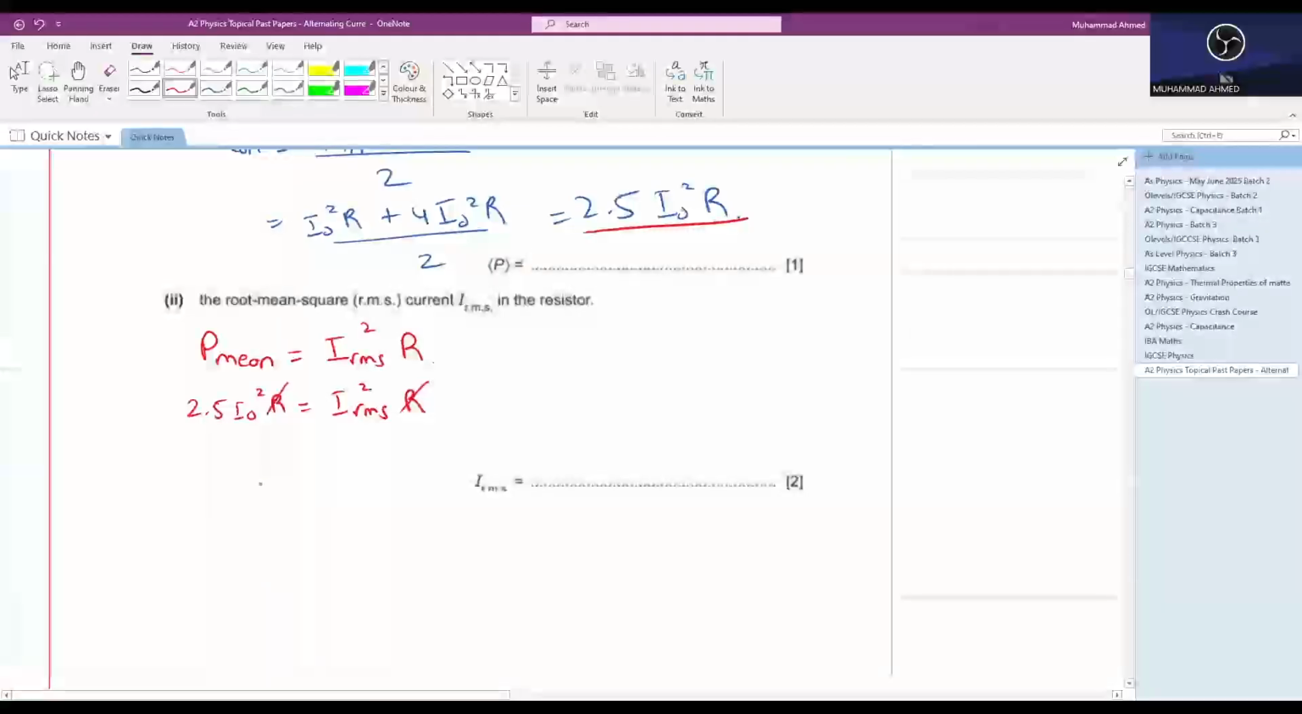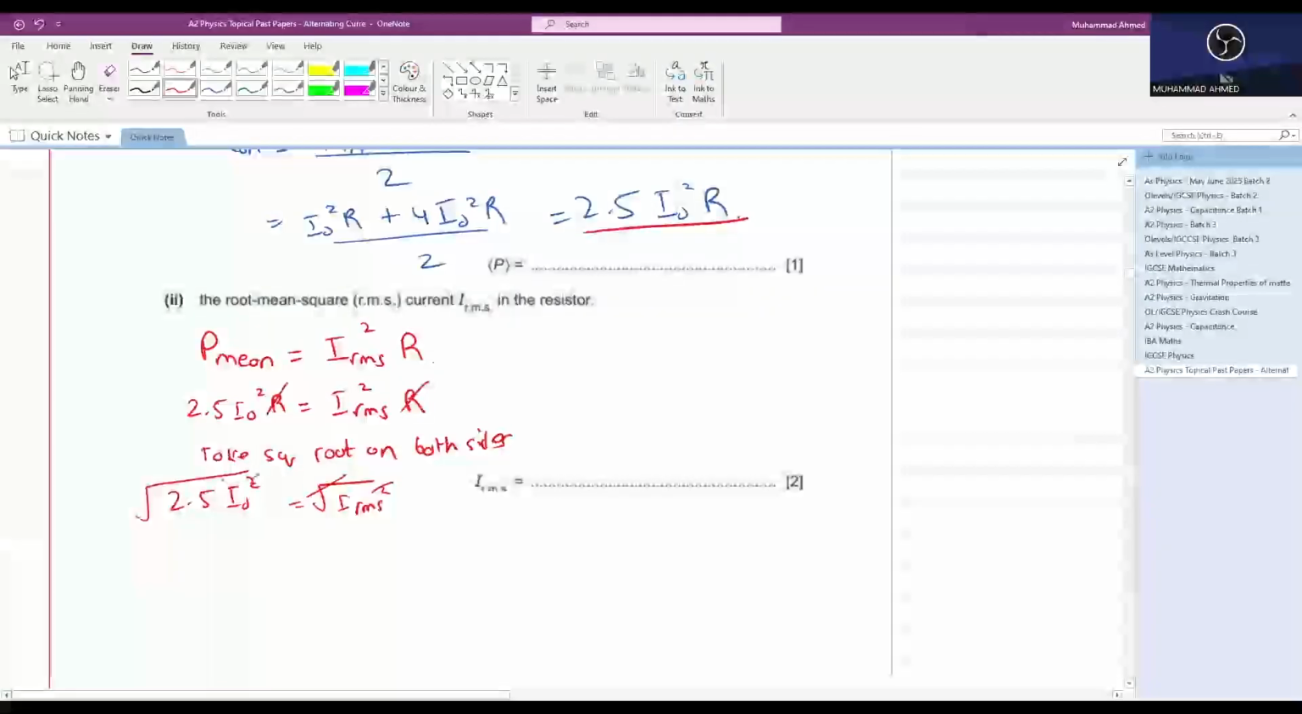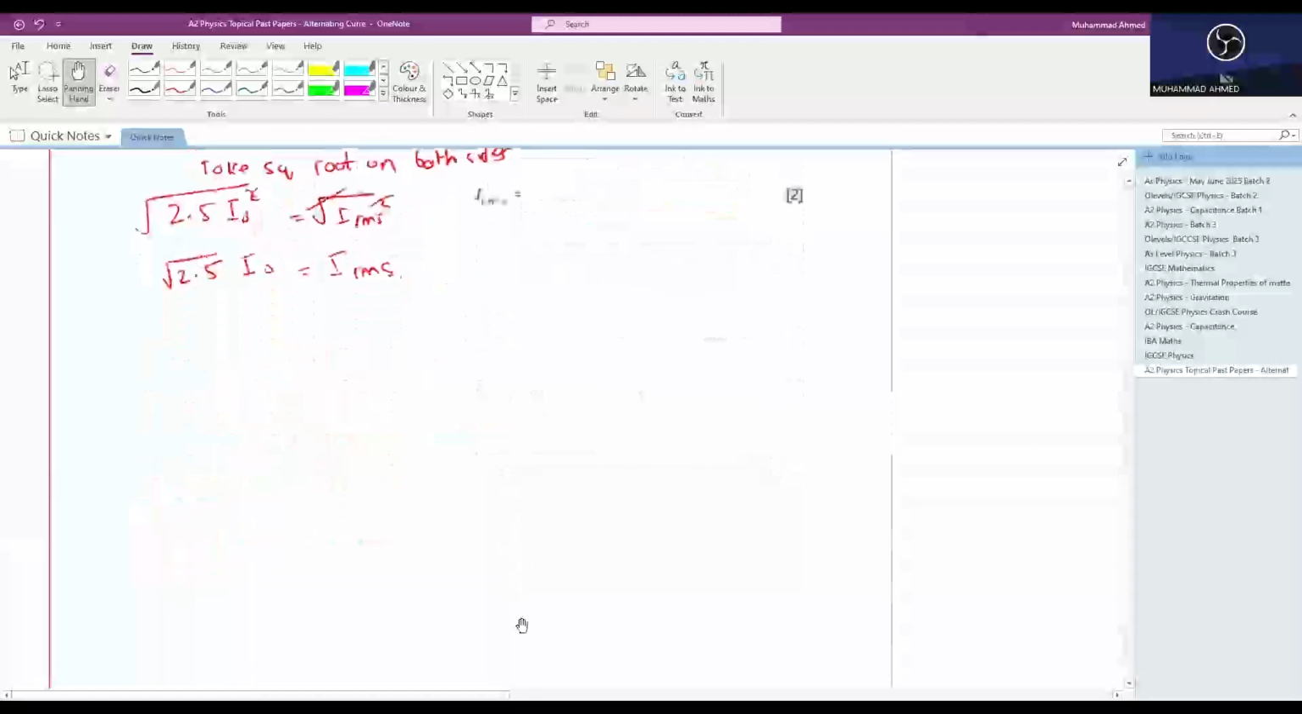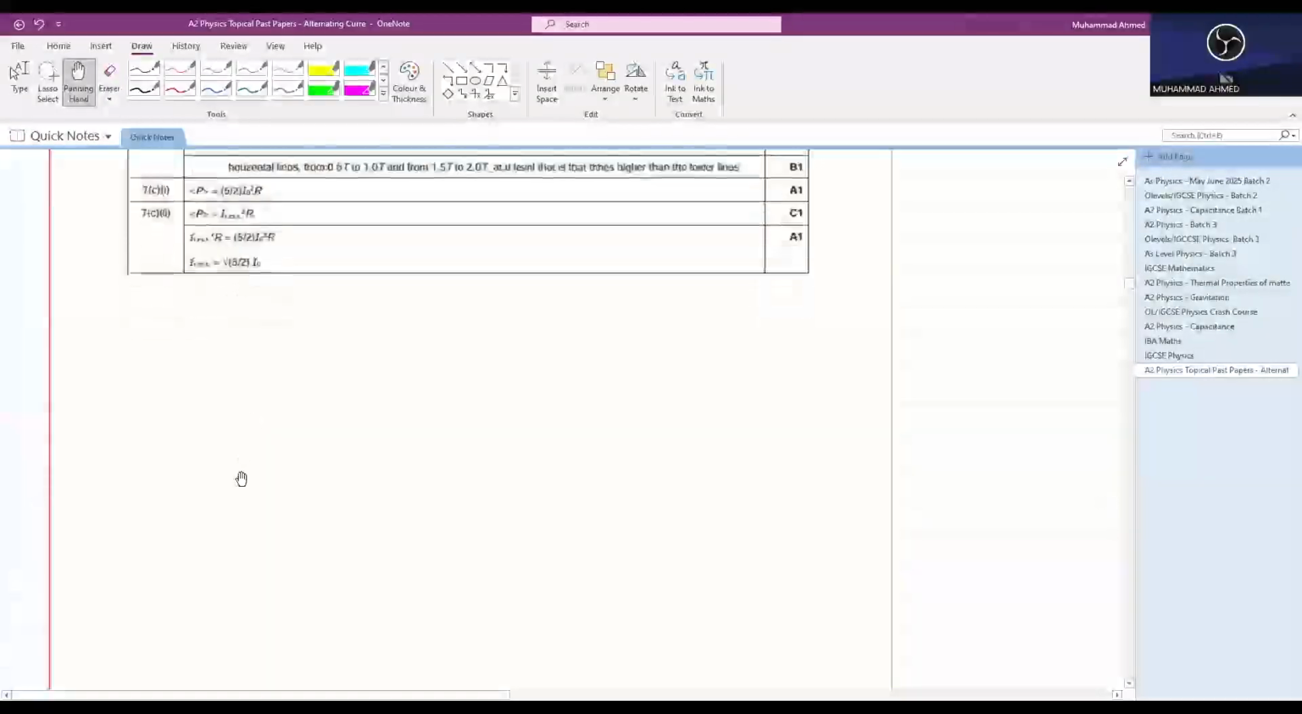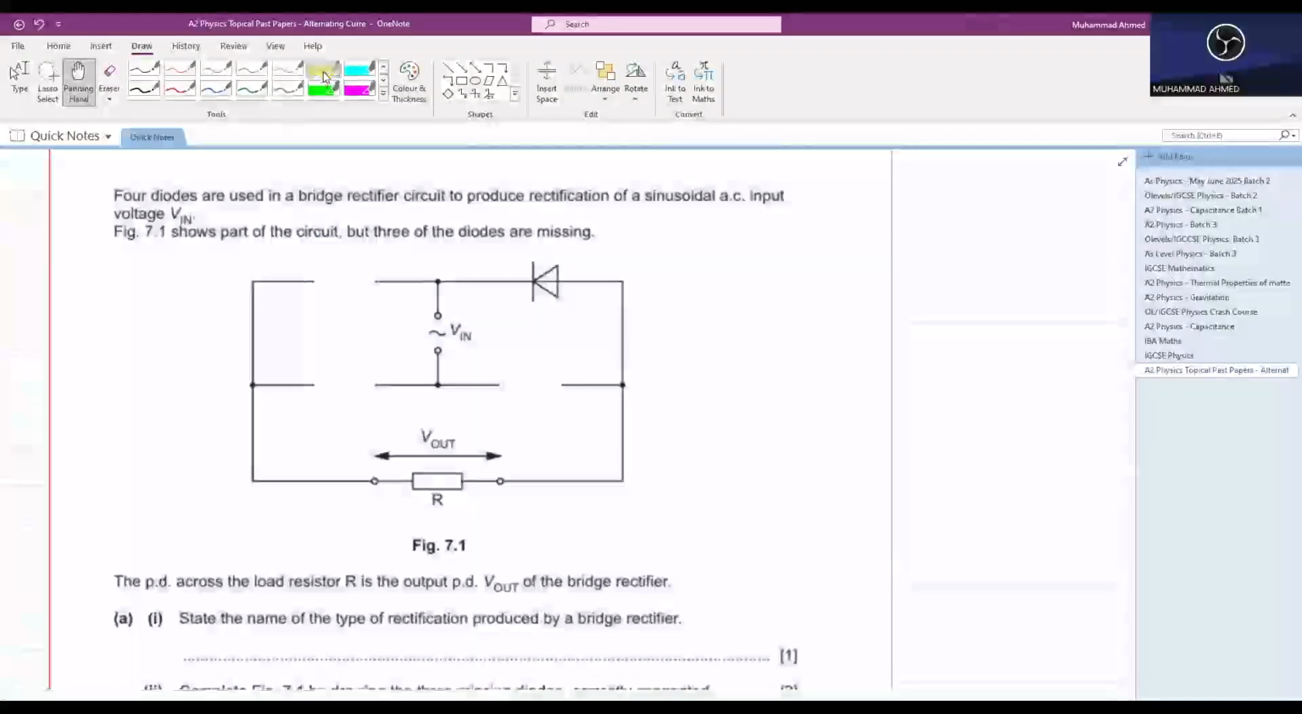R and R will get cancelled out. Let's take a square root on both sides. What will happen? Square root of 2.5 I naught square is equal to I RMS square. This square and this square root will get cancelled out. Only the square root of 2.5 times I naught will remain, which is equal to your I RMS. Simple as that. Now let's see the marking scheme. Yes, the marking scheme is also telling us the same. Let's move on to the next question.